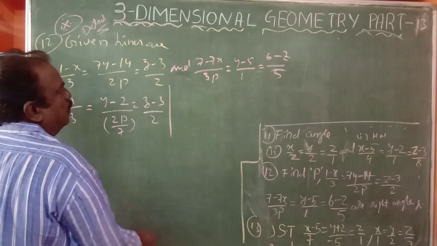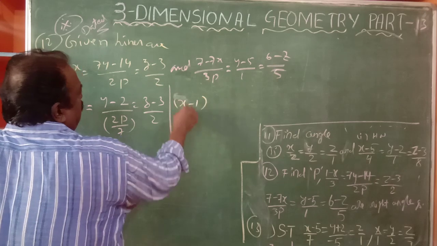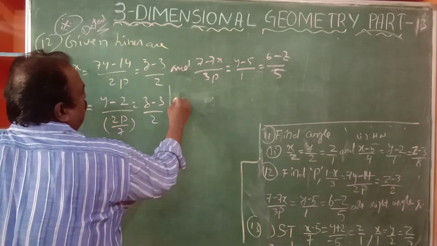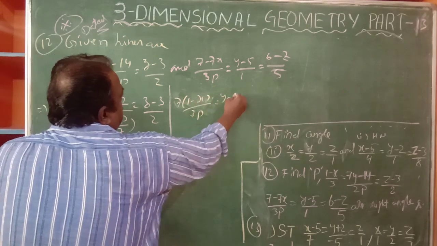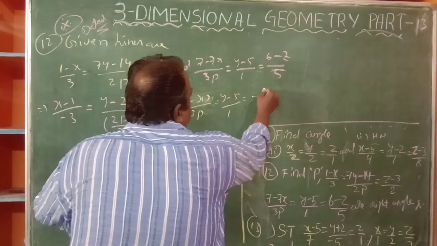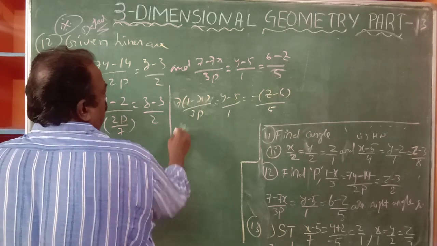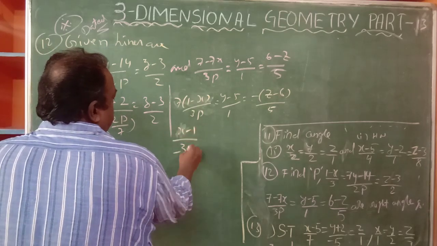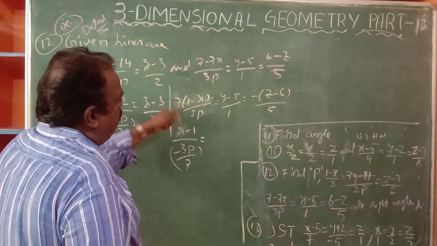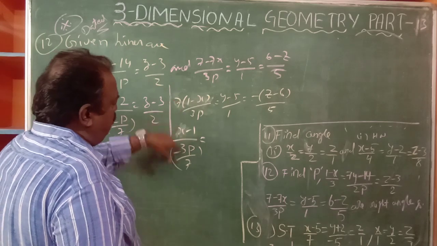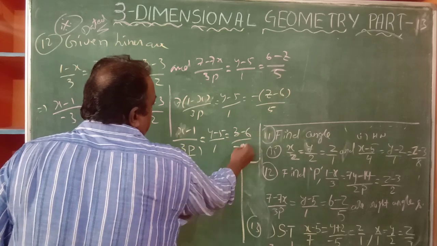Here also, it is x minus 1. Actually, it is 7 of 1 minus x by 3p. It is y minus 5 by 1. It is minus z minus 6 by 5. Again, I want to write it as x minus 1 by minus 3p by 7. Be careful: x minus 1 interchange, we will get 1 minus, I will write it in the denominator, by 7. Y minus 5 by 1. This is z minus 6 by minus 5.